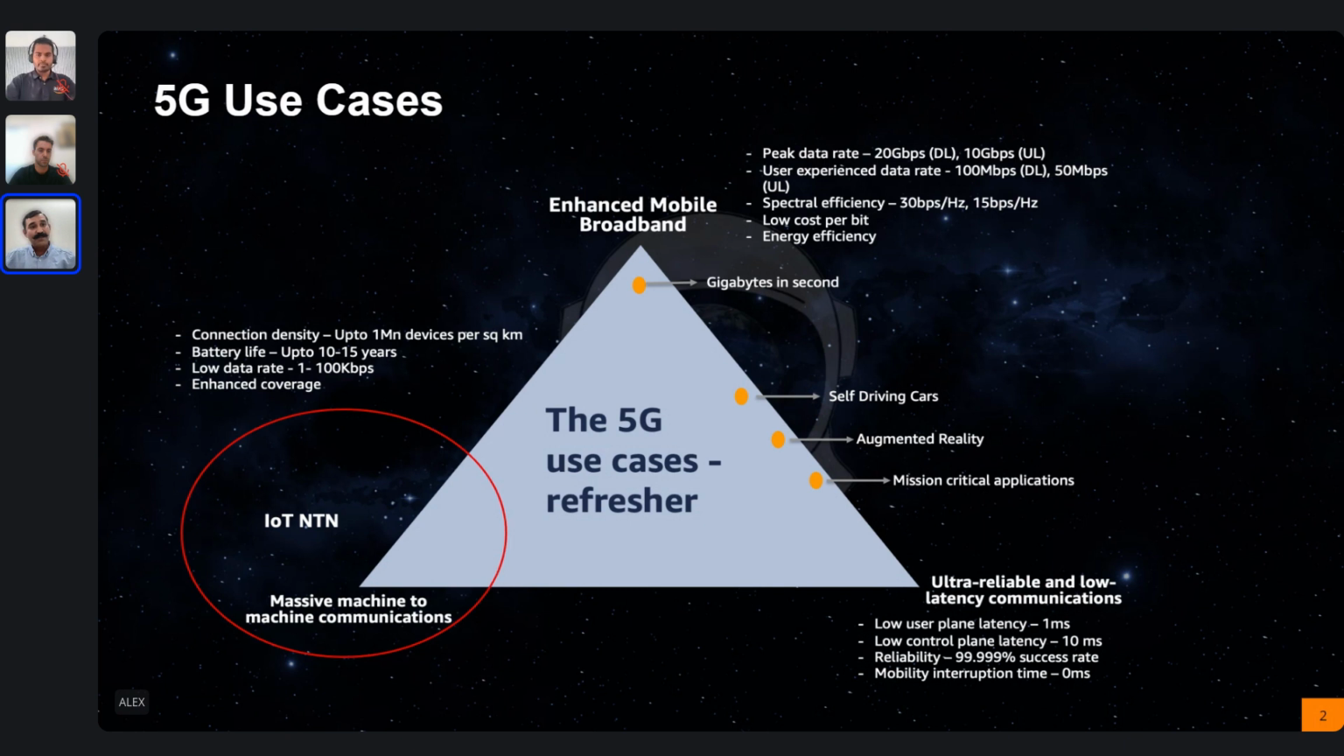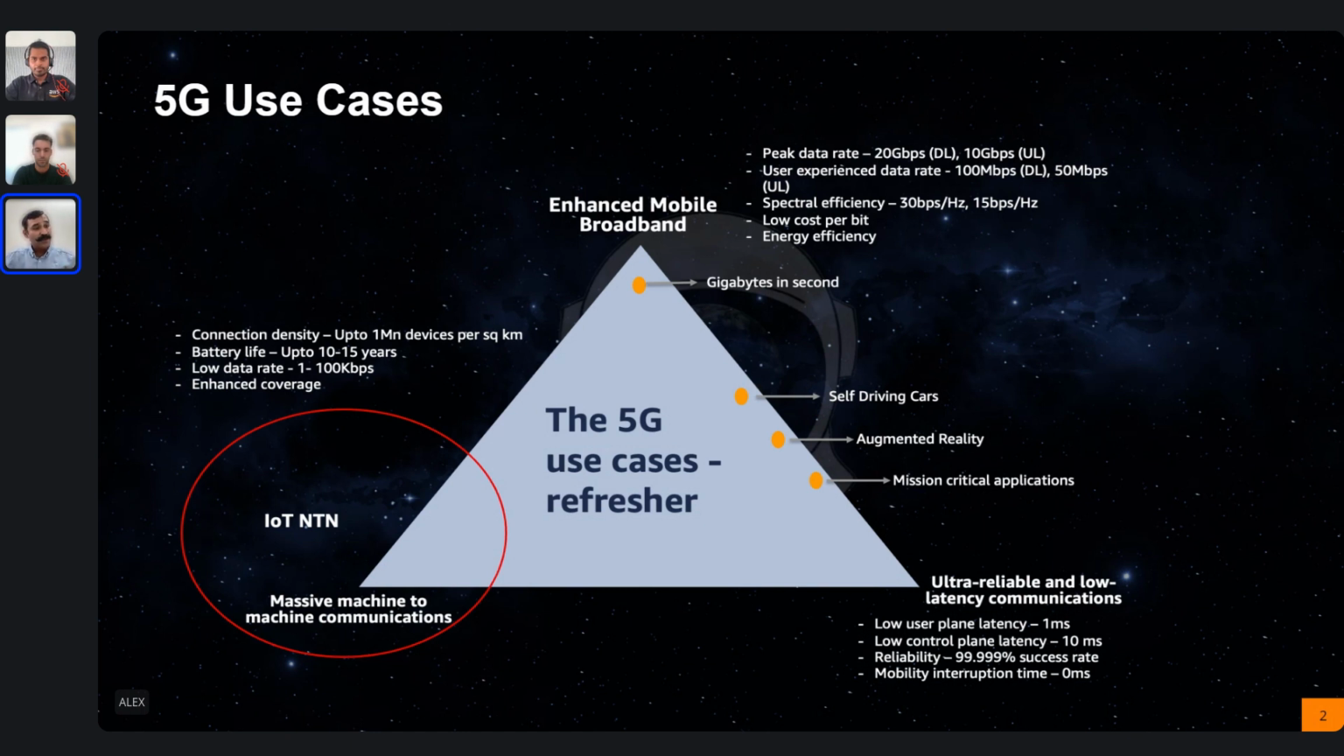Then at the last comes the most interesting, I would say, the IoT NTN, or machine-to-machine communication, where we can have a connection density of up to 1 million devices per square kilometer. Though sometimes it's really challenging to attain, it depends on certain parameters, but it's possible. We can say through 5G technology, it's possible. With such devices, we need longer battery life, and thanks to the 5G protocol, we can expect battery lives of up to 10 years, 15 years.